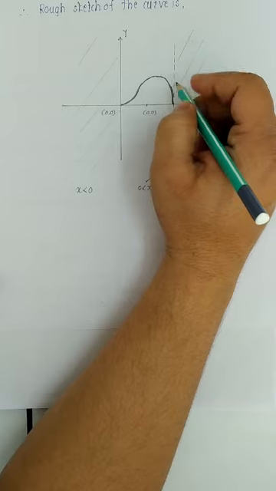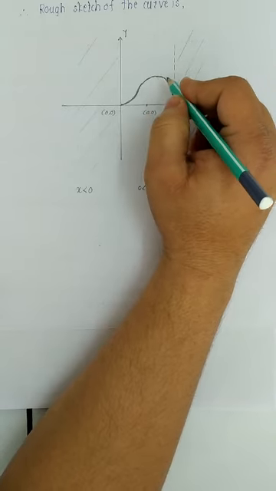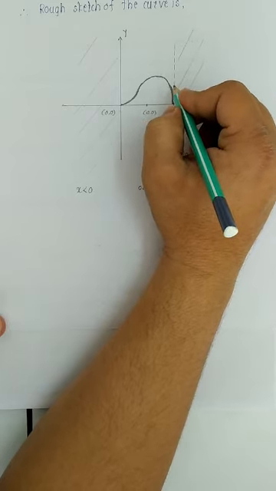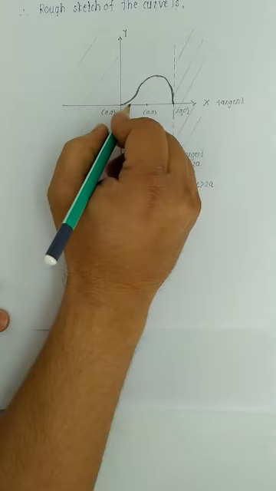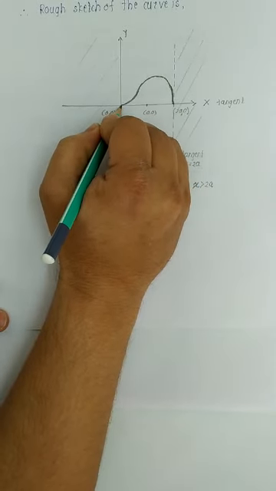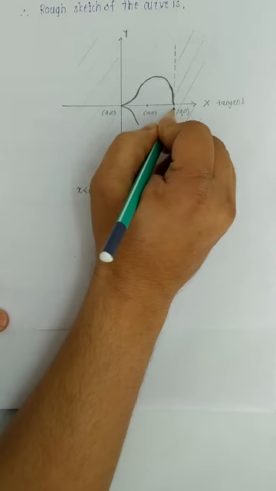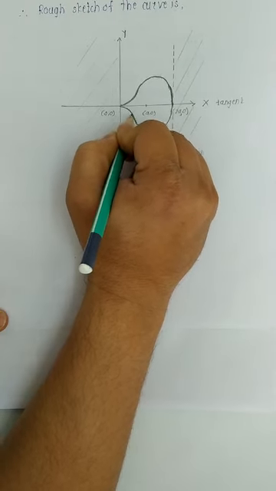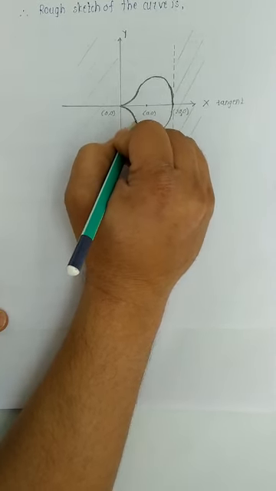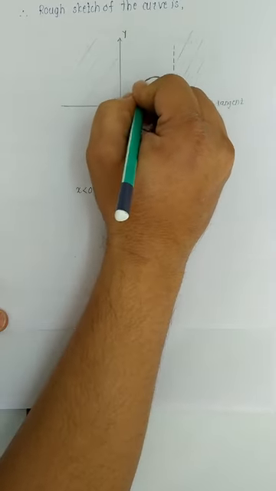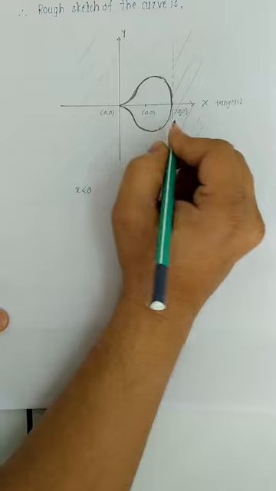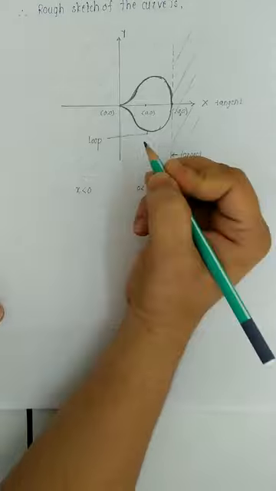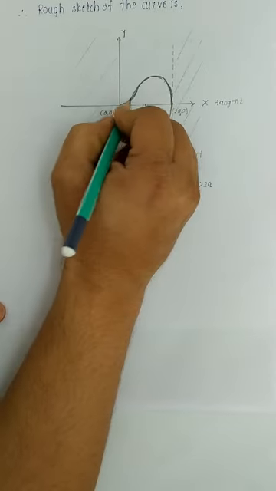Using the first characteristic, we have derived that the curve is symmetric about x-axis. So whatever shape of the curve we obtain above the x-axis, the same shape we can draw below the x-axis, and therefore the shape of the curve below the x-axis will be like this, which is the required shape of the sketch of the curve.